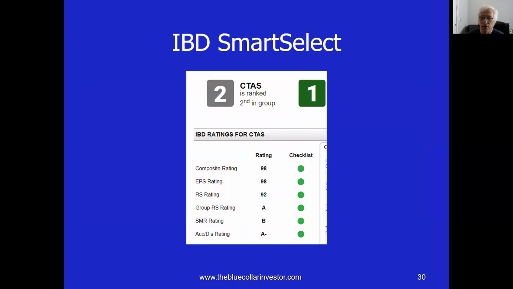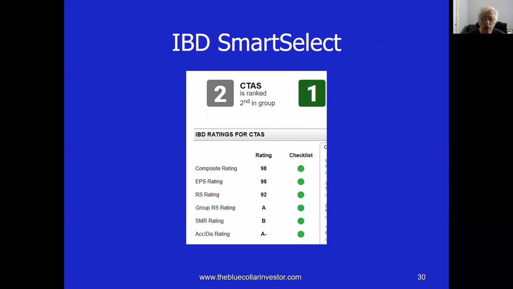Here's a look at the SmartSelect screen. And by the way, IBD is a paid service. It's a very good one. But if you're a member of the Blue Collar Investor, you won't need it because we'll do the screening for you. Now, the IBD SmartSelect gives you fundamental and technical screening for the stock and the industry the stock is in.